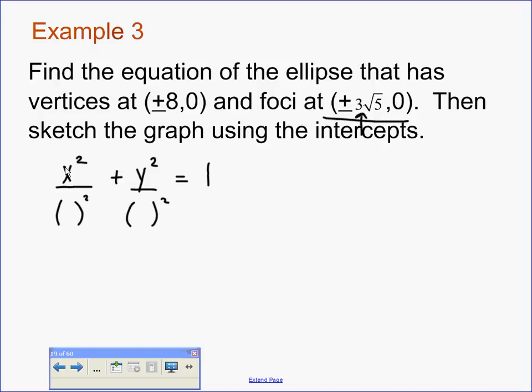And you notice that here, that's the case. And then you've got vertices at positive and negative 8. So that means because of this, I'm going to get an 8 here. All right? And then we've got the foci at positive and negative 3 root 5. That's not going to be part of our equation. But what we have is the center at 0, 0. And let's say I come up with this.